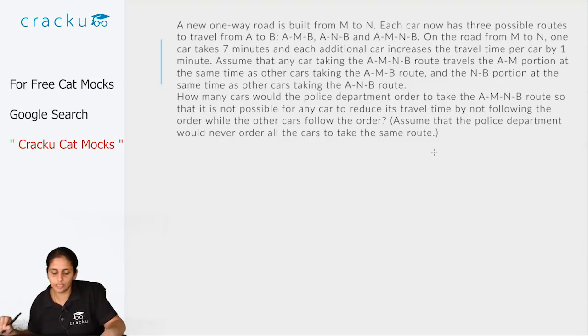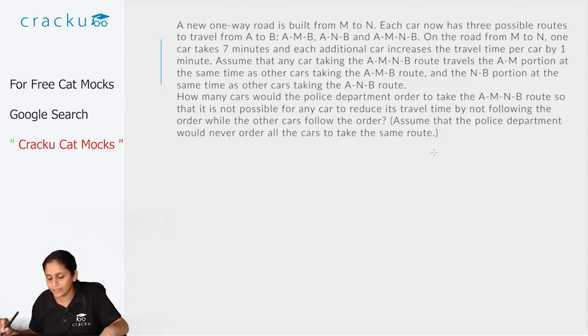So let's see the third question. A new one-way road is built from M to N. Each car now has 3 possible routes to travel from A to B, that is AMB, ANB and AMNB. On the road from M to N, one car takes 7 minutes and each additional car increases the travel time per car by 1 minute.